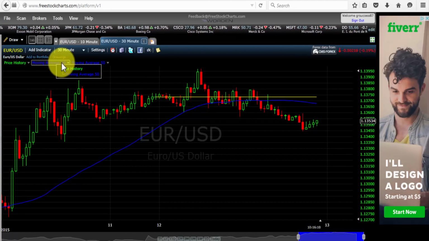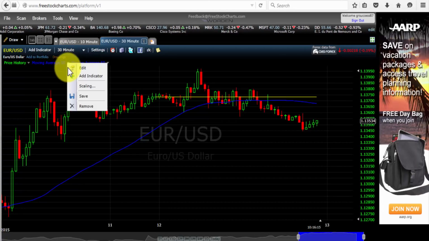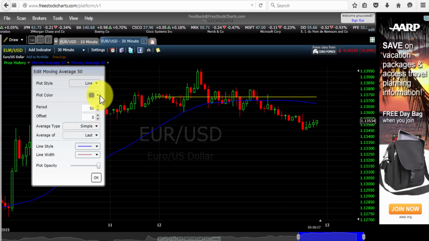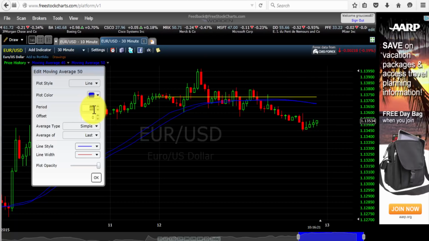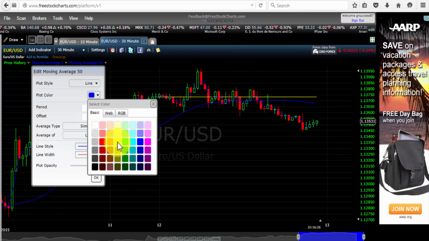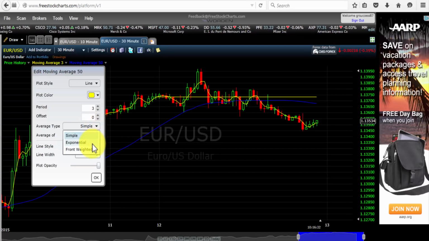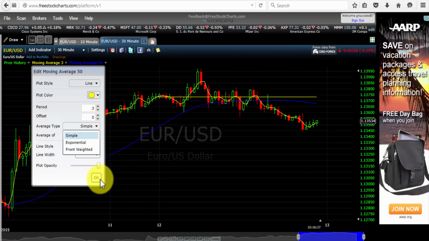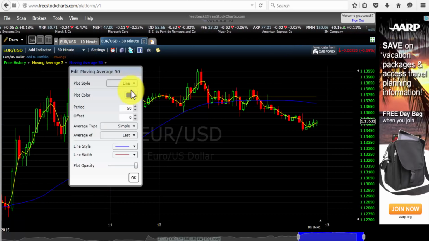Now, what we want to do in this strategy is change both of them. We're going to set one to 3 and the other one to 10. So to do that, you just click over here, click Edit. You want to change this to 3, and we'll make our 3 line yellow. That way we don't get confused. And we're going to keep them at simple. You can change them for exponential and front weighted for other trading strategies, but for this in particular, we're just going to keep it at simple. Click OK. And we're going to change our blue one to 10.